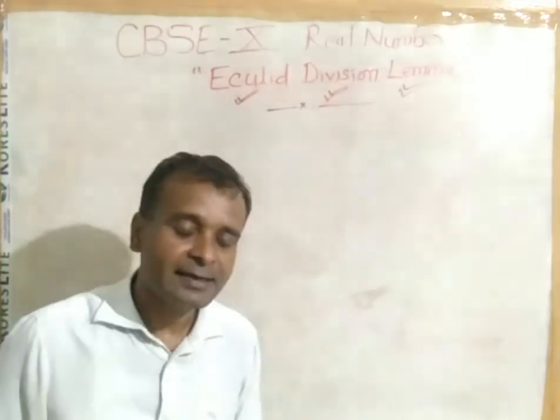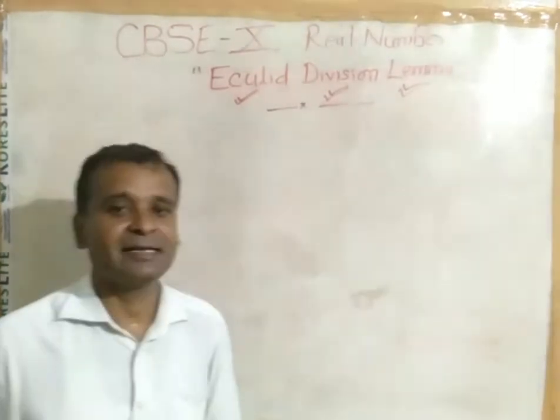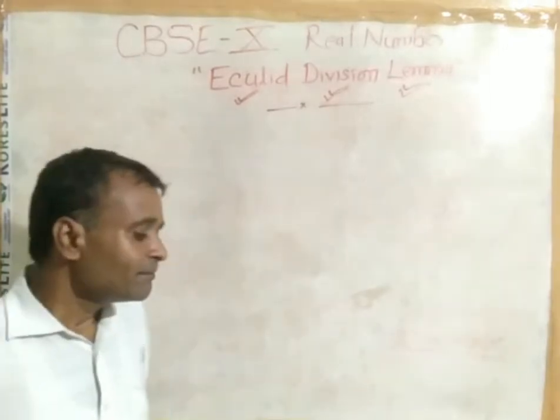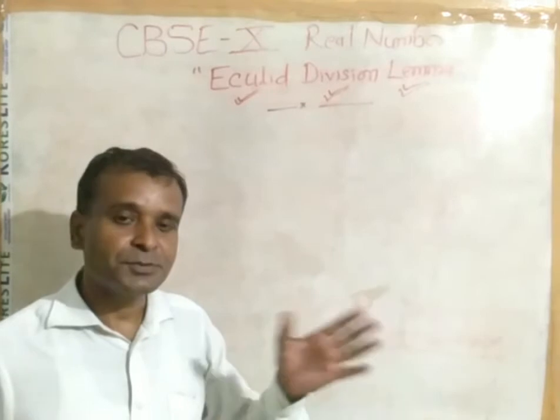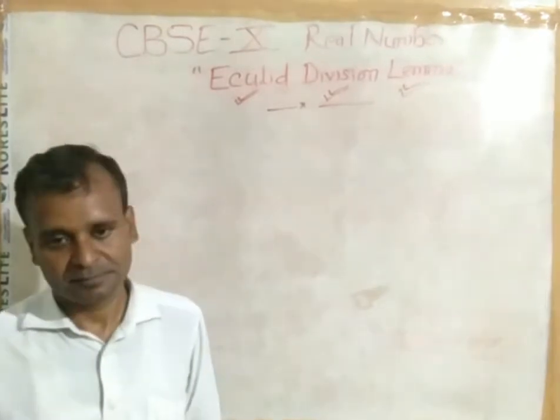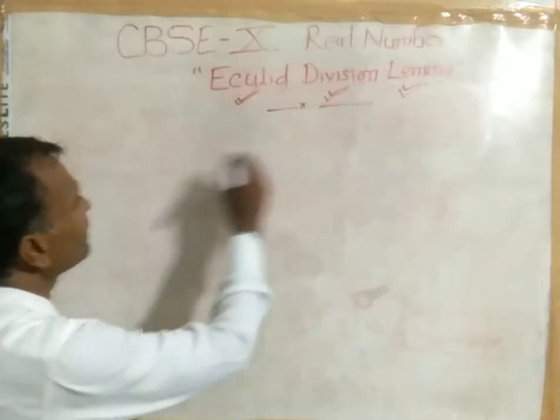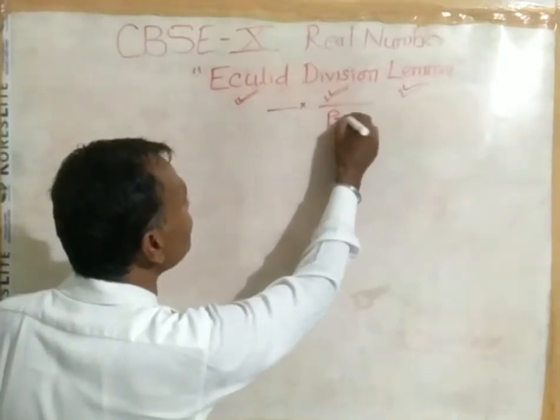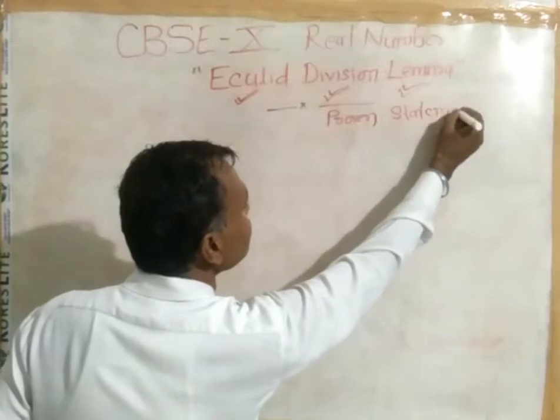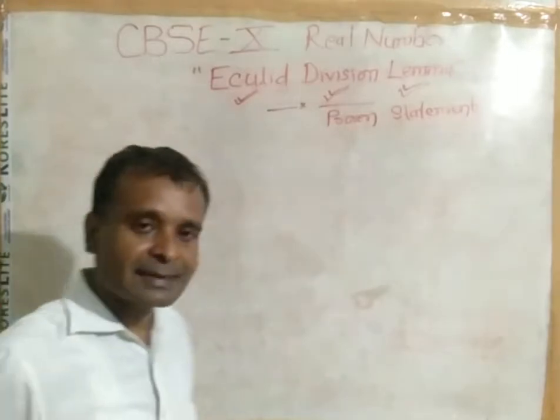So we can say Euclid division lemma is a proven statement which is used for proving other statements. It is already a proven statement. Okay, a proven statement used for proving other statements. Got it, students?